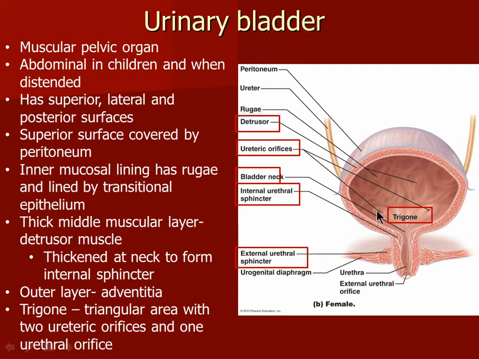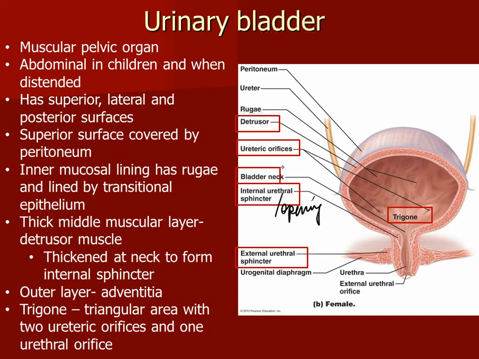So it's triangular, like a triangle, so you have three points. You have two openings of the ureter, the right and the left ureter. So you have two ureteric openings. And the lower apex is what is called the urethral opening. This is what will lead into the urethra. This lower opening is also known as the internal urethral sphincter, or also called the internal urethral opening.